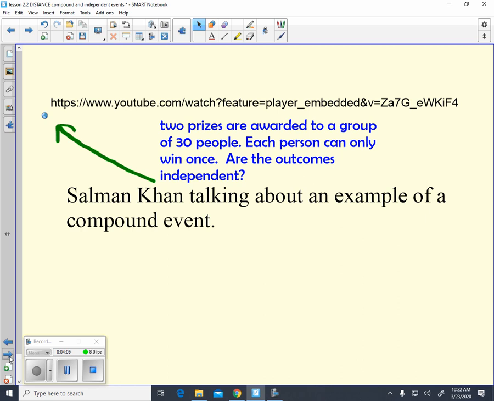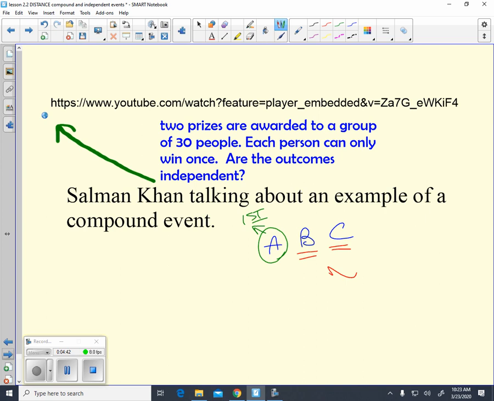And Mr. Khan has a knack for describing things and making complicated things easy. And his explanation says, think about this. Think if there's only 3 people, person A, person B, person C. And person A is chosen to win the first prize. So person A right here wins the first prize. Now think about who can win the second prize. Now it's people B or C. It's only these 2 people that can win the second prize.